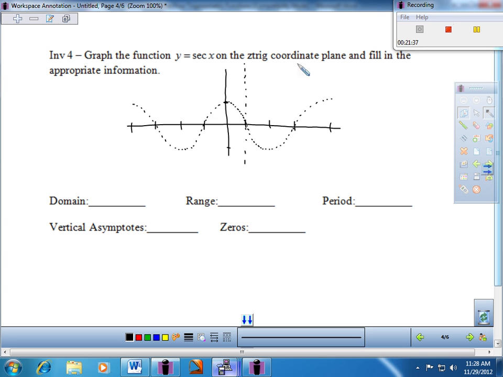Vertical asymptote wherever cosine is 0. So right there and right there, right here and right here. That looks great. And then just flip the cosine values. The smaller the cosine value, the larger the secant values. That's how reciprocals work. So kind of a U right there and a U there.